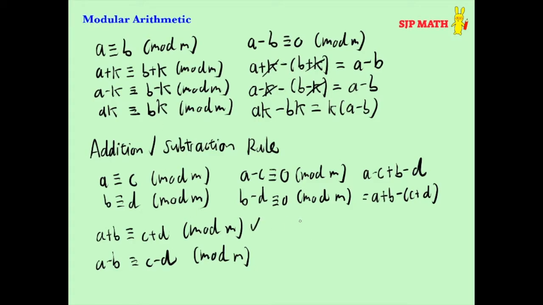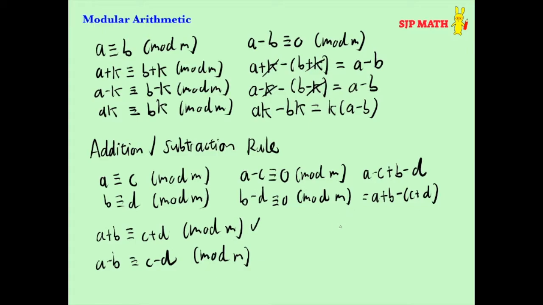Then what about the subtraction rule? Well, it works in a really similar fashion. Similar to how adding two multiples gives a multiple again, if you take the difference, the subtraction of two multiples of m, you get another multiple of m. So a minus c minus b minus d will be a multiple of m, because a minus c is a multiple of m and b minus d is a multiple of m.